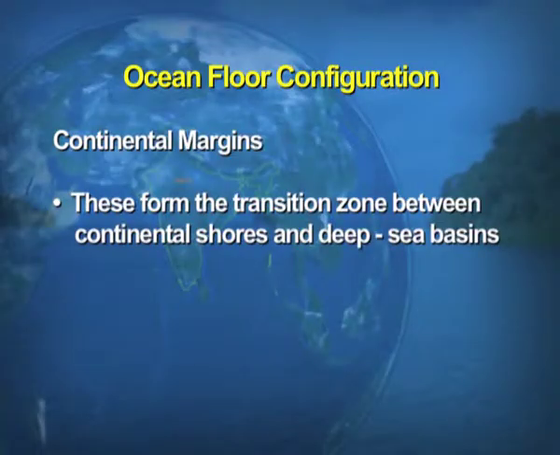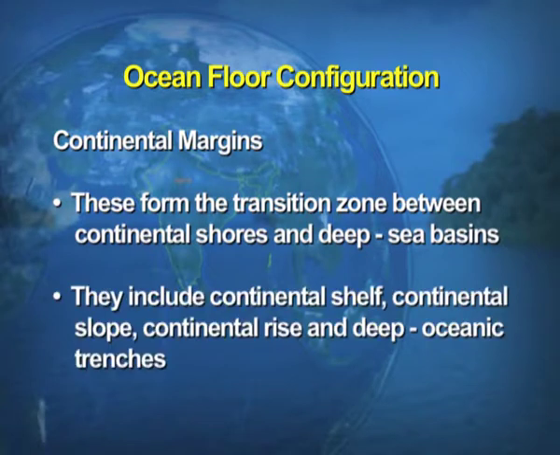When we talk about the ocean floor configuration, there are continental margins. These are the transitional zones between continental shores and the deep sea basins. They include continental shelf, slope, continental rise, and deep oceanic trenches, the abyssal plain, the mid-oceanic ridges, and of course other similar features and forms.